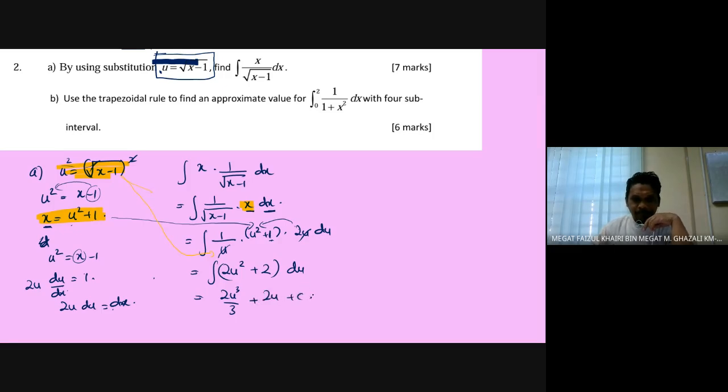Okay, so then u equals square root of x minus 1. So then 2 over 3 times square root of x minus 1 cubed plus 2 times square root of x minus 1 plus c. Okay, there is the solution for question A. Use the trapezoidal rule to find the approximate value of this with 4 sub-intervals. Okay, question A complete. So I clear everything here.